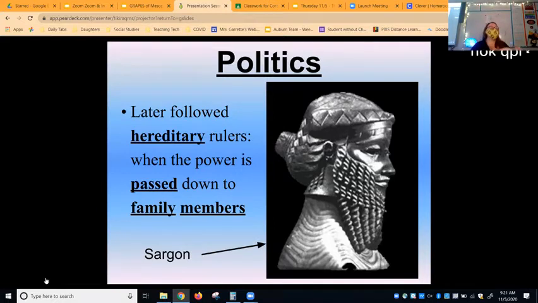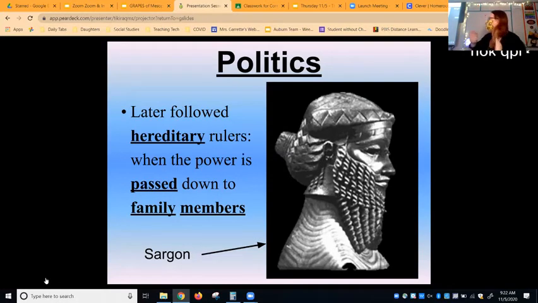All right, so then things are going to change, right? When we get to politics in Mesopotamia, it is a hot mess. It's very dramatic, lots of war, lots of fighting, lots of different kings. So in the beginning, the power was all with the priests, and then it changed over time to what we call hereditary rulers. If something's hereditary, where do you get it from? Like if brown hair is hereditary in your family. Your genes, it's passed down from your family.